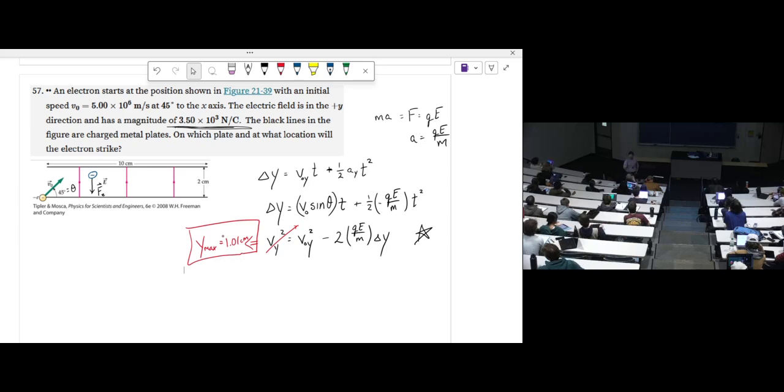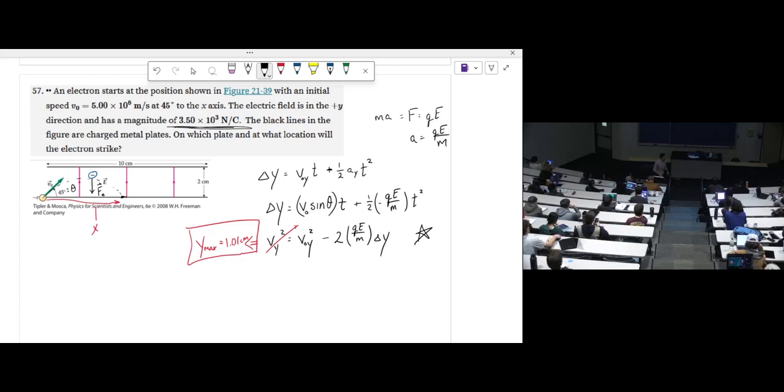Okay, now we need to know in what location, how far in the x direction does it strike the bottom plate? How do we solve for that? How do we figure out it strikes the plate here at this distance, x? It goes right there. No, I wasn't erasing it. I was showing you where it hit. How do we figure out that distance x?